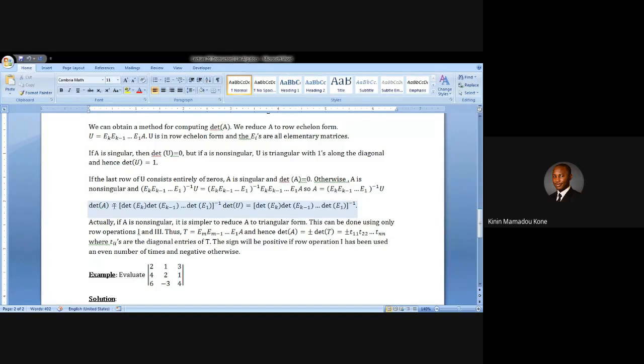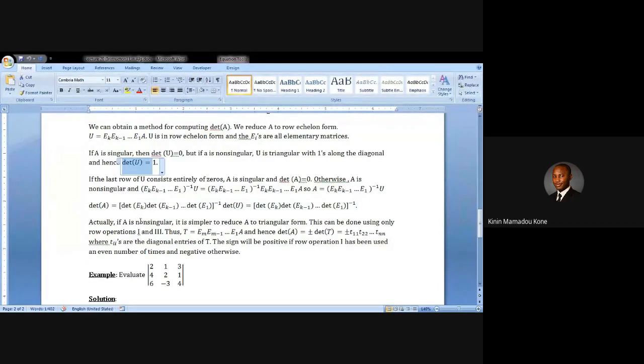The determinant of A is going to be equal to the determinant of all of these elementary matrices, the inverse of these elementary operations, multiplied by the determinant of the upper triangular matrix. And we know that the determinant of the upper triangular matrix is equal to 1 based on this information over here. So the determinant of A is going to be equal to the determinant of these elementary operations when we take their inverse.